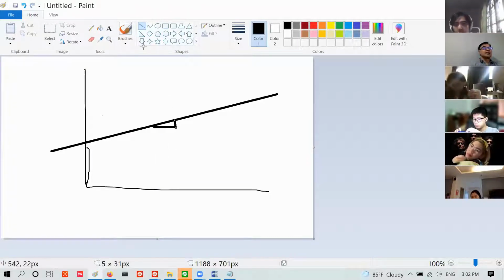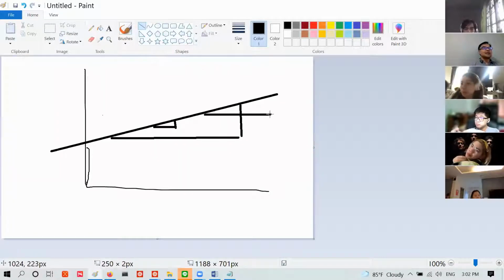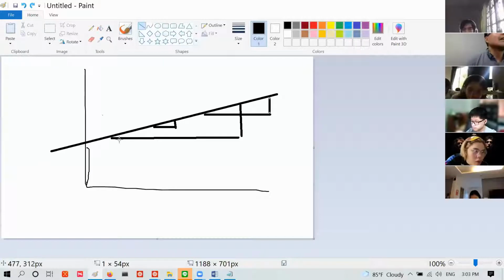Okay. It doesn't matter how many times I did this, the slope will be the same. In other words, it's very simple to analyze.